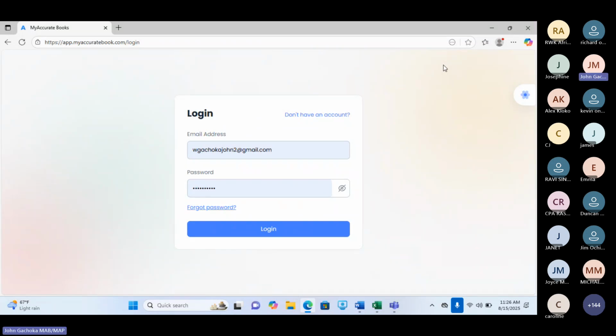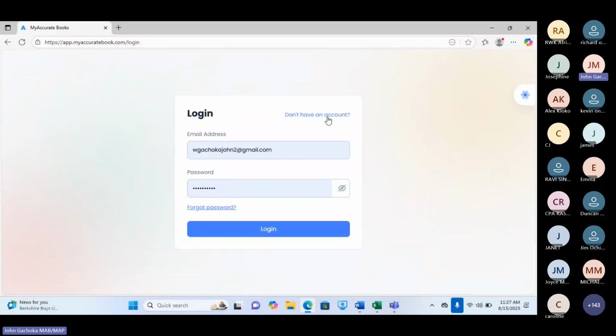If most of the time you're using your PC, you can type in myaccuratebook.com and it will land you on our website, where you're able to view everything about this system. At that point, you can create an account. For today, I will assume that we have accounts, so I will take us through the process.